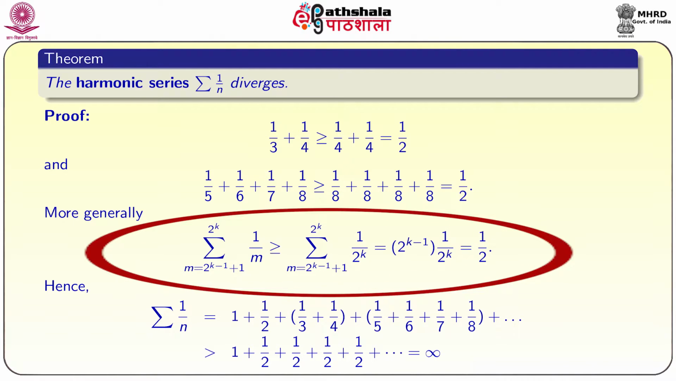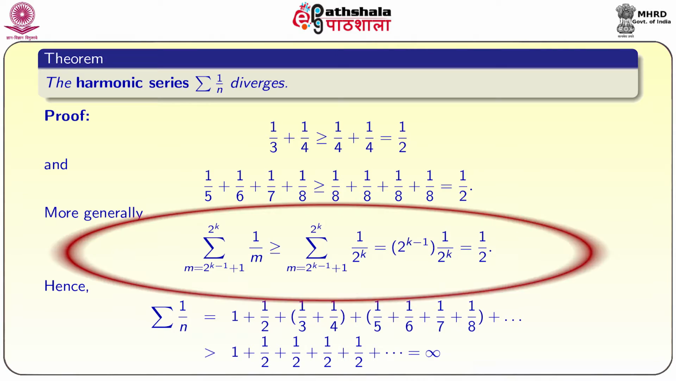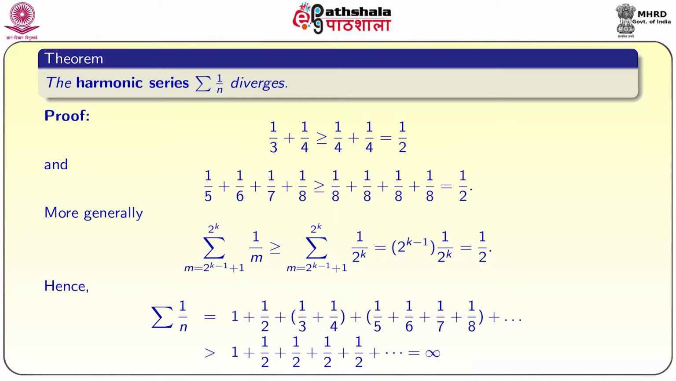More generally, if I take the summation of 1 by m, m equal to 2 power (k minus 1) plus 1 to 2 power k, then this is greater than or equal to again 1 by 2. Hence, what we have here is that the summation of 1 by n can be written, if you regroup like this, as 1 plus 1 by 2 plus 1 by 3 plus 1 by 4 as one group, 1 by 5 plus 1 by 6 plus 1 by 7 plus 1 by 8 as another group, and so on.